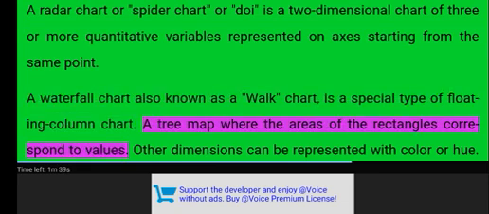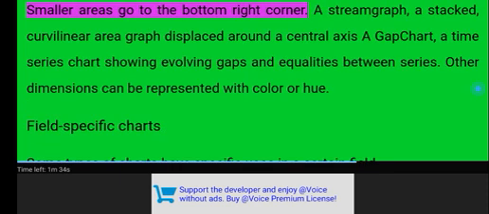A tree map where the areas of the rectangles correspond to values. Other dimensions can be represented with color or hue. Smaller areas go to the bottom right corner. A stream graph, a stacked, curvilinear area graph displaced around a central axis. A gap chart, a time series chart showing evolving gaps and inequalities between series. Other dimensions can be represented with color or hue.